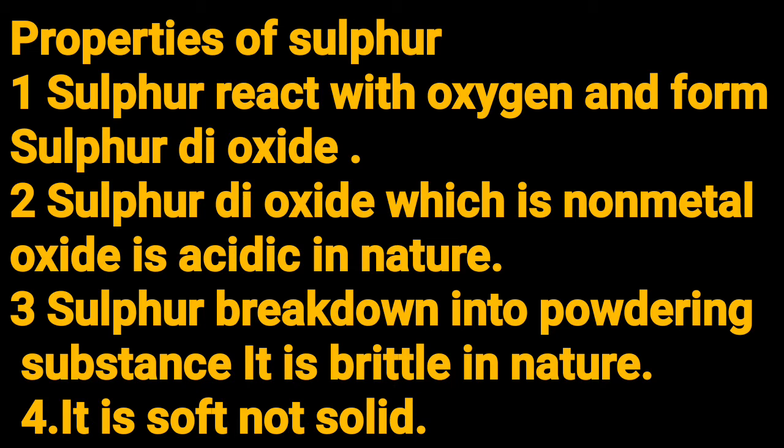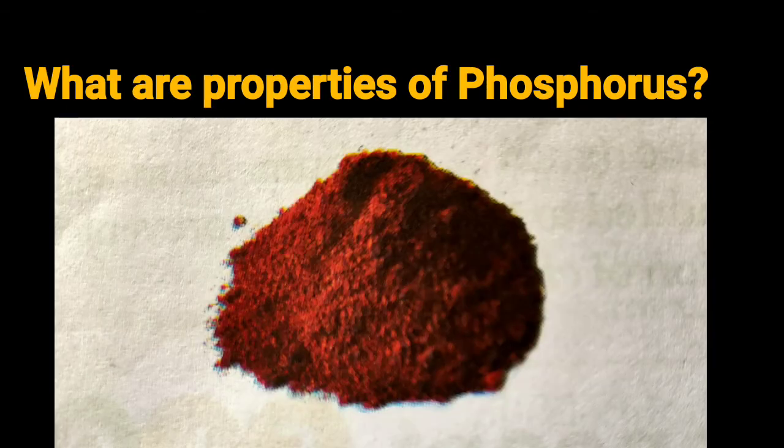Sulfur breaks down into a powdery substance. It is brittle in nature and it is soft, not hard. Whenever we get it, it will look like a solid, but when we start beating it, it will convert into a powdery substance, so it is brittle.